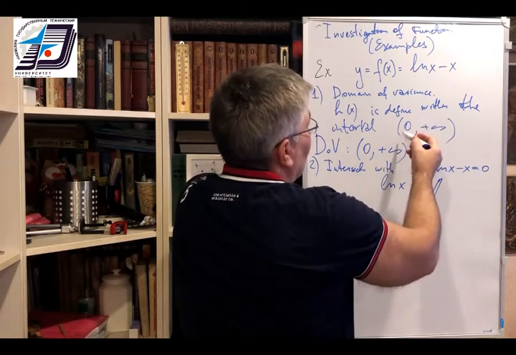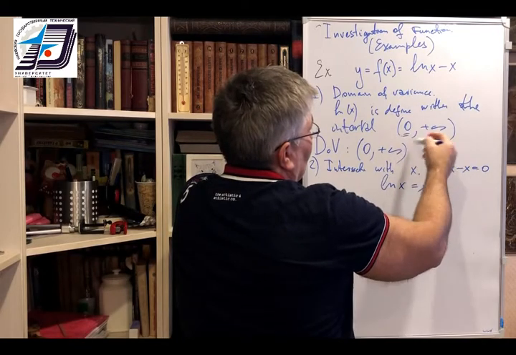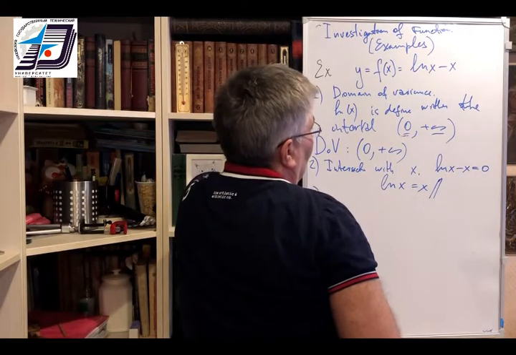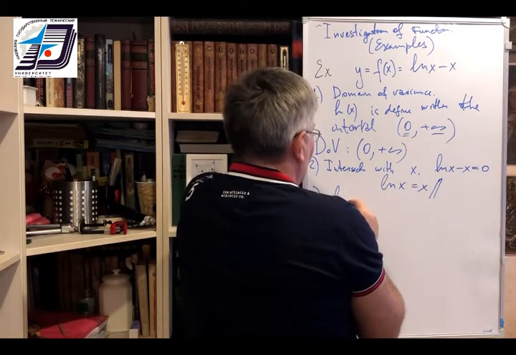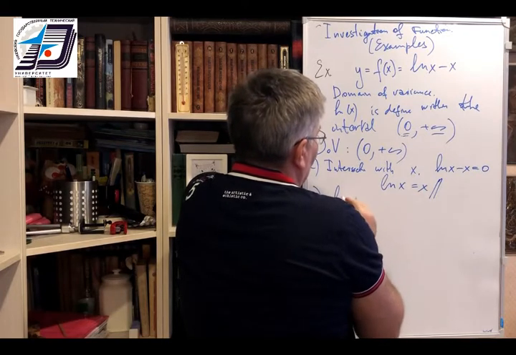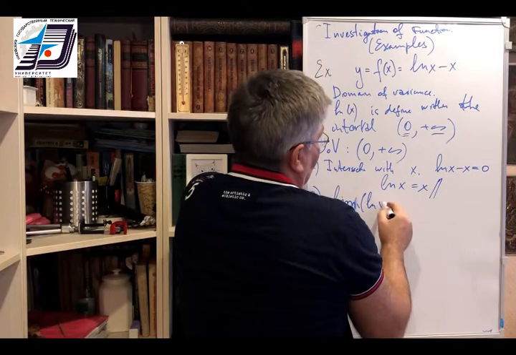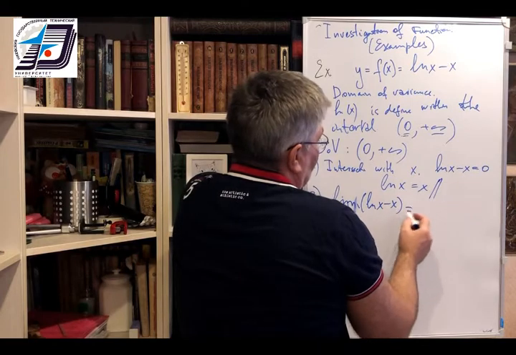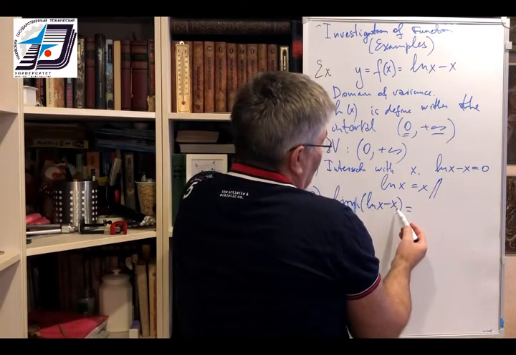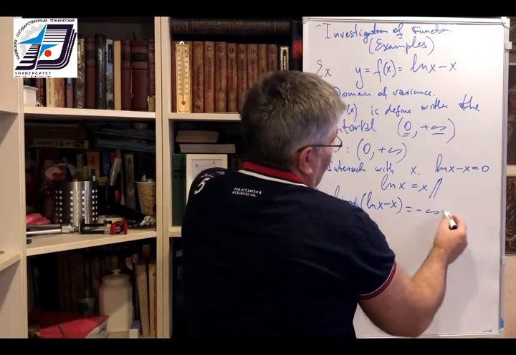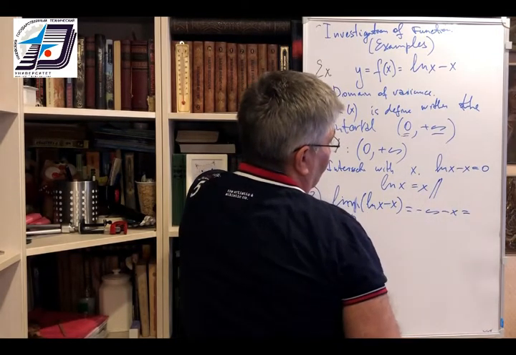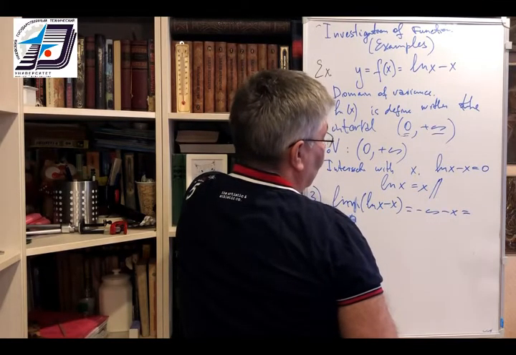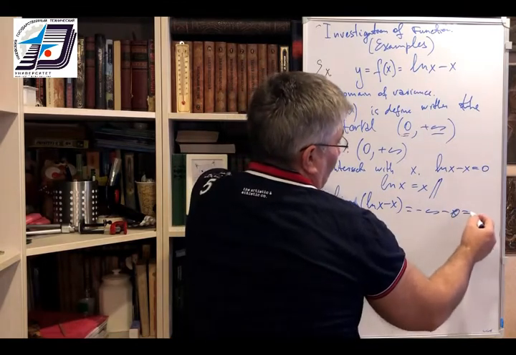What else can we say? We can calculate limits of the function when x tends to the boundaries of the domain of variance. Logarithm x minus x, limit of the given function when x tends to 0. What is it? It is minus infinity minus 0, which gives minus infinity.